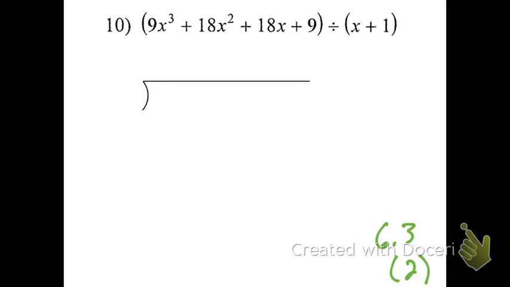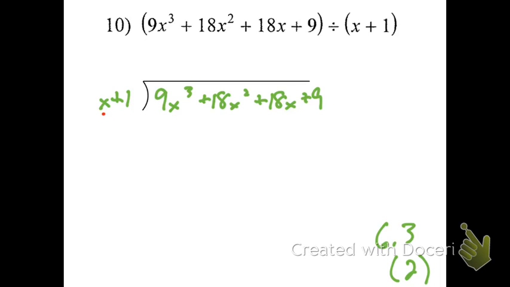All right, now down to number 10 here. Hopefully you're with me. So this one's a little bit bigger. 9x to the third plus 18x squared plus 18x plus 9. I'm going to put the x plus 1 out front. Here we go. Here are the questions you need to ask yourself and how to do it.